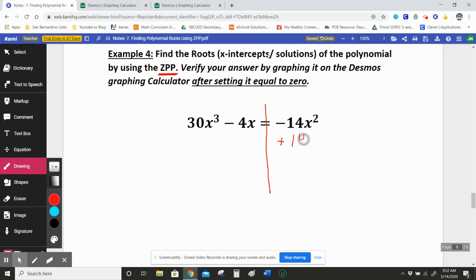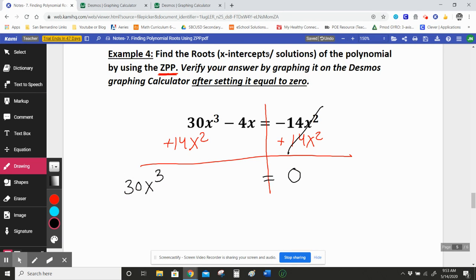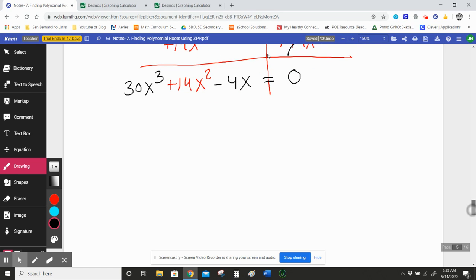I'm going to add 14x squared to both sides, plus 14x squared, plus 14x squared. The reason I'm doing that is because I want to set the right side equal to 0. If I do that, then on the right side, positive 14x squared and negative 14x squared cancel out, and I'm just left with 0, which is what I want. On the left-hand side, I get 30x to the power of 3, and then the positive 14x squared that I moved over, and then the negative 4x. Notice that these are not like terms, so I did not combine anything. I'm just moving stuff around. Okay, now that I have this, the rest is the same.